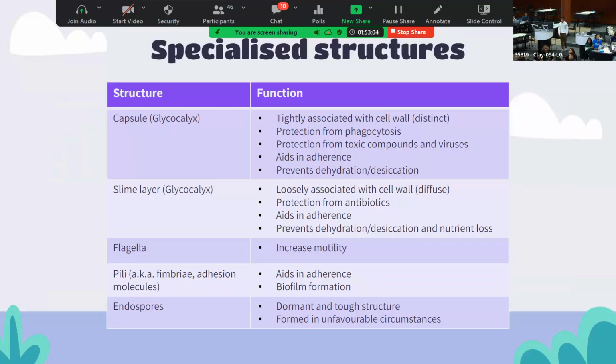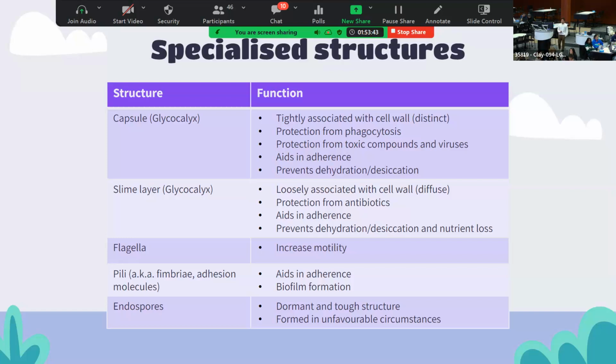Next is specialized structures. So this is just a table summary going over the structures. You would have learned capsule or glycocalyx. Technically, they're two separate things, but if you wanted to learn the capsule and slime layer together, you can also do that. So the main distinguishing thing is a capsule is more tightly associated, so it can't be washed off, whereas a slime layer can be washed off, very loosely associated. But the main functions are protection from phagocytosis, compounds, prevents dehydration, and the rest over there.